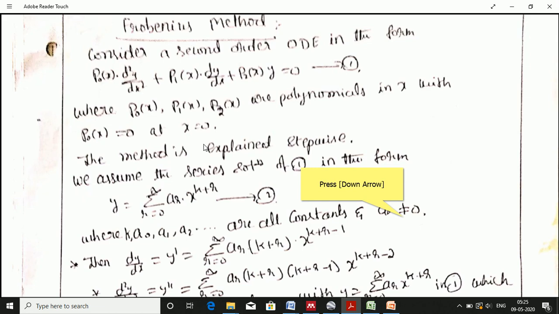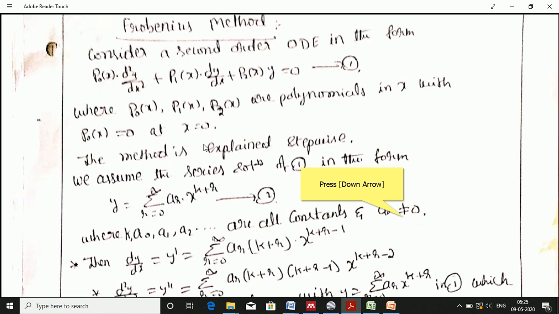Okay, in this method, we are assuming the series solution of the given differential equation in the form y is equal to sigma r equal to 0 to infinity a r into x to the power of k plus r. We'll call it equation 2, where k, a0, a1, a2, dot dot dot, a r are constants, and the condition is a0 should not be equal to 0. In the power series method we do not put this condition, but in the Frobenius method a0 should not be equal to 0.